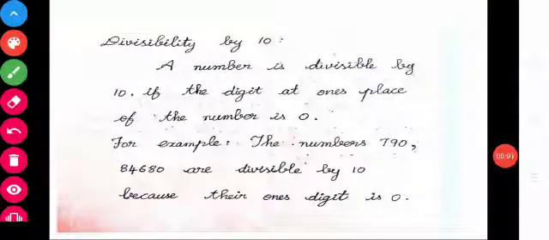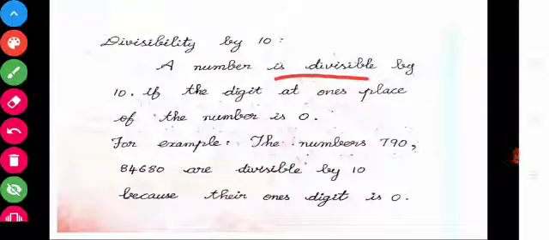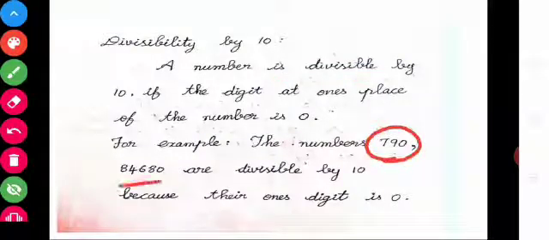Next one, divisibility by 10. A number is divisible by 10 if the digit at ones place, the number is 0. See the example, 790 and 84,680 are divisible by 10. Why? Because their ones digit is 0.